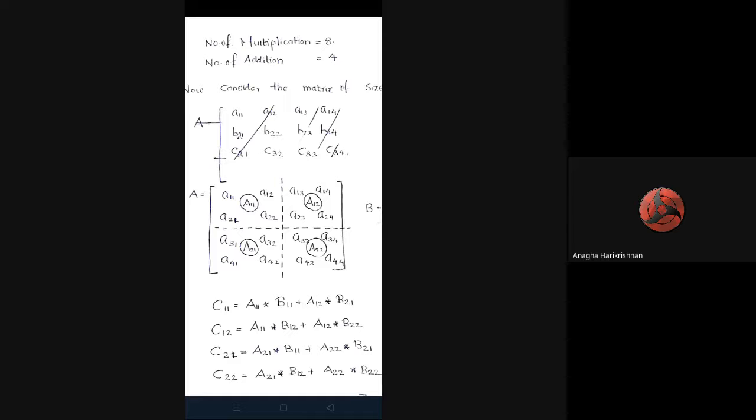In this case, the number of multiplications needed is equal to 8 and the number of additions needed is equal to 4. Here we are performing 8 multiplications and 4 additions to get the 4 elements C11, C12, C22, C21.